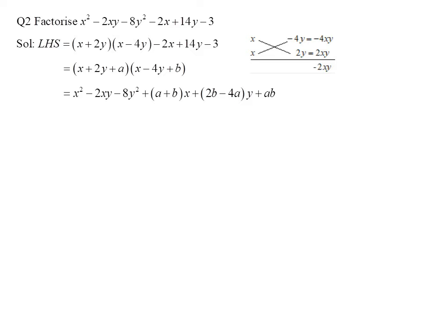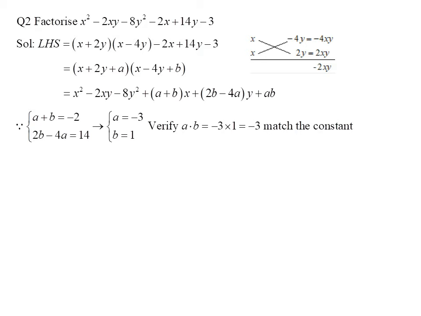Now the next step is to compare all the coefficients of the expanded binary quadratics to the original quadratics, and hence two simultaneous equations can be established accordingly. Undetermined coefficients a and b can be solved and determined in this way. However, we need to verify the calculated values of a and b by checking if they match with the constant terms in the original binary quadratics. Finally, we have completed the factorization.